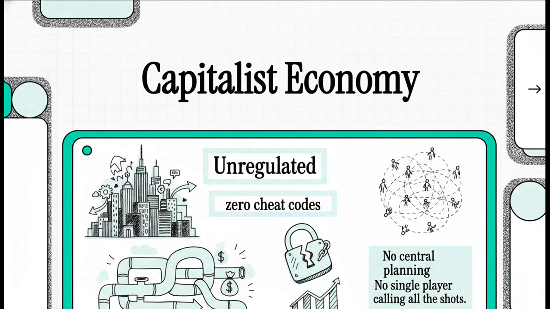The unregulated market simulation, capitalism. Okay, so we're strapping in for a really fast-paced tutorial today on the ultimate tycoon simulator, the unregulated capitalist economy. Imagine booting up this insanely complex city builder, right? But you've got zero cheat codes, absolutely no central planning, and basically no single player calling the shots.